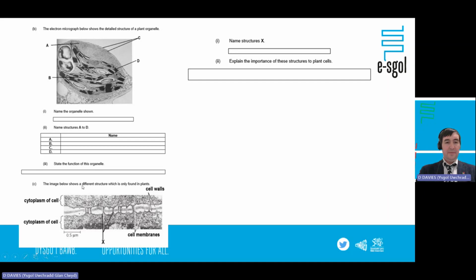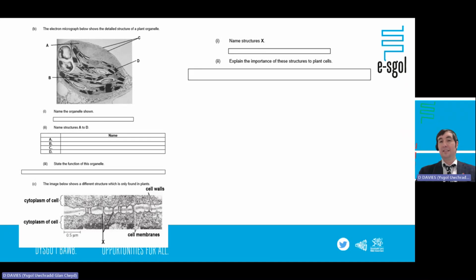Right, on to question C. The image below shows a different structure which is only found in plants. I've got cytoplasm, cell membranes, cell walls. I need to name what structure X is. Now remember, if you look at that and think, sir hasn't told us anything about that, I've no idea what that is, you've been told all of them. Have a best guess. If you can't identify what it is, make an educated guess, use some common sense. What could it be? And then explain the importance.